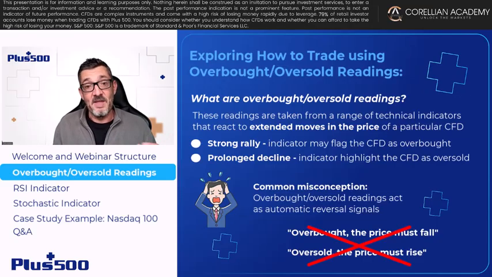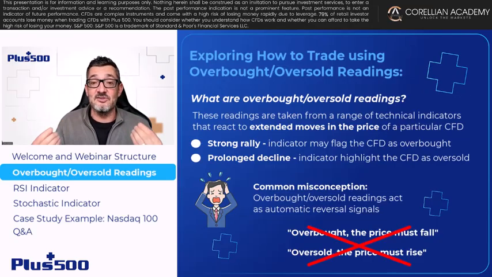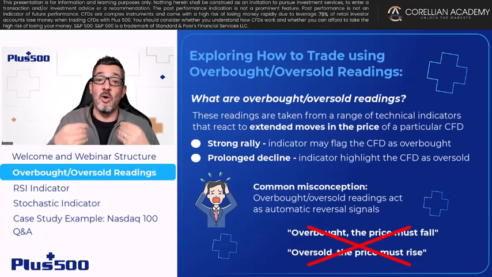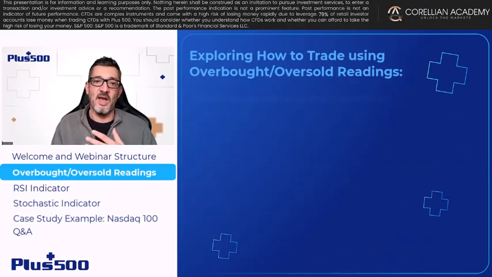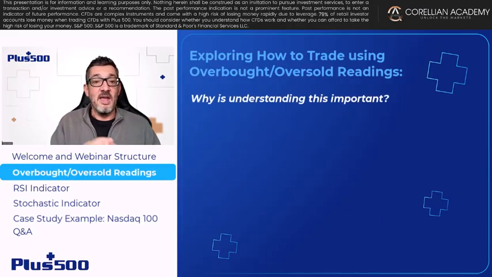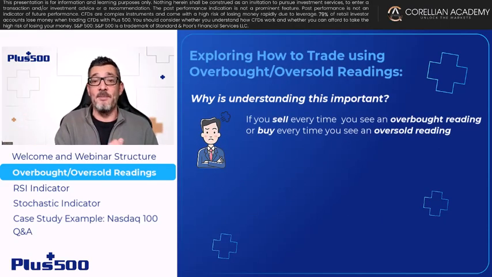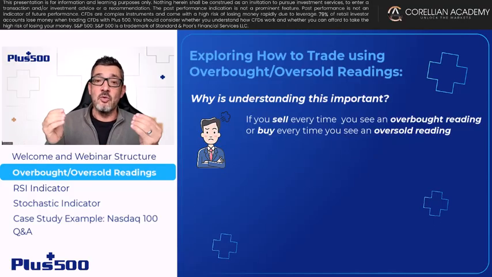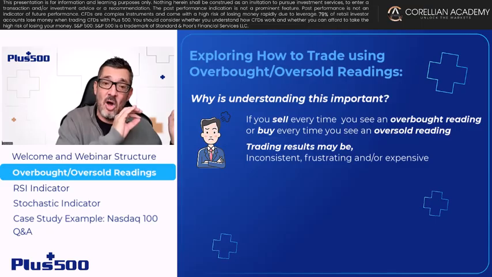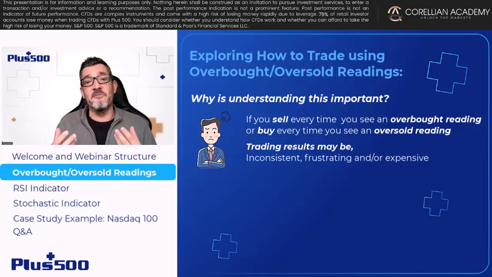In fact, some of the strongest, cleanest trends in financial markets occur while indicators remain overbought or oversold for extended periods. Understanding this distinction is crucial, and it's exactly why we're unpacking this topic today. Okay, so why does this matter? If you simply sell every time you see an overbought signal, or buy every time you see an oversold signal, your trading results are likely to not only be inconsistent, but often frustrating and ultimately expensive.